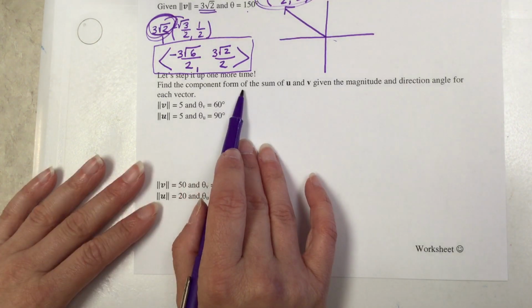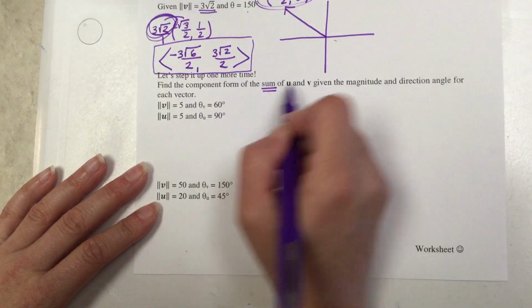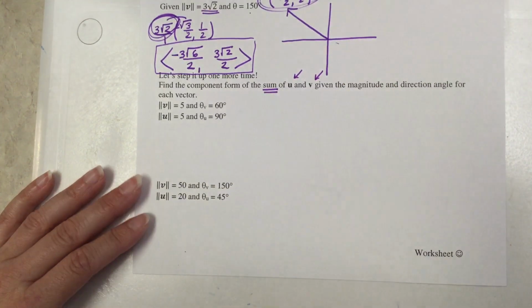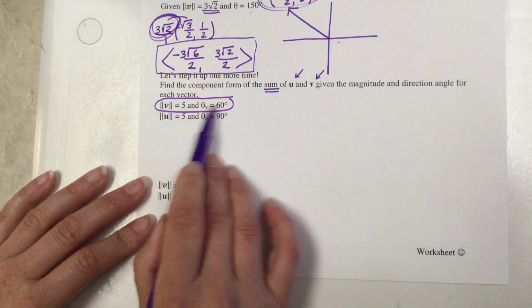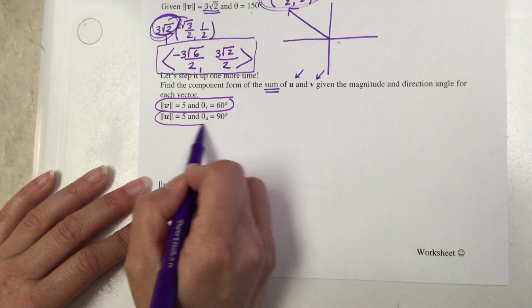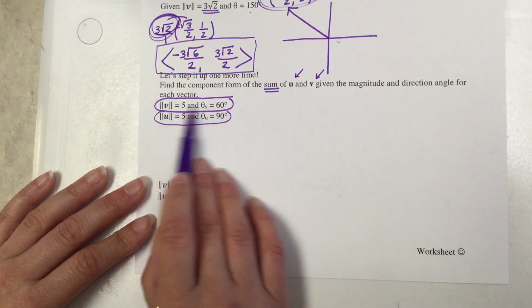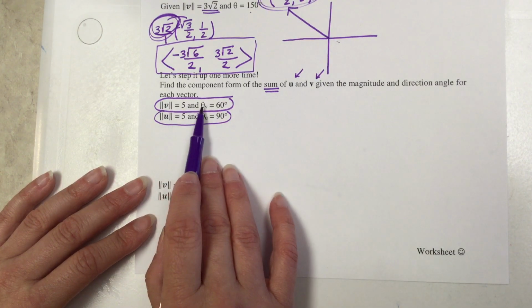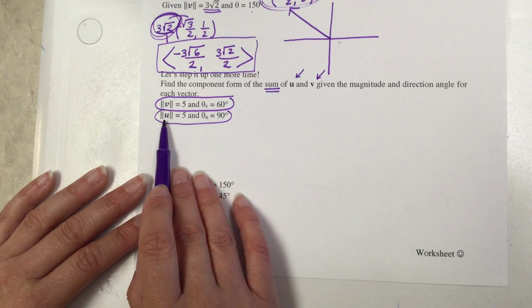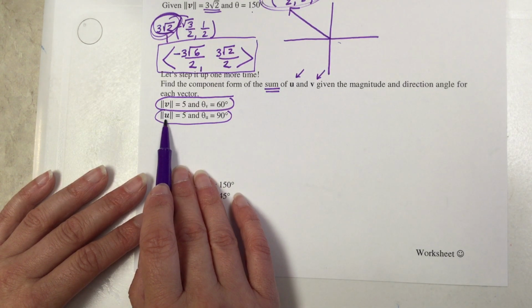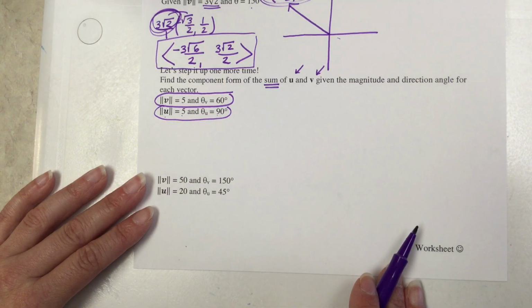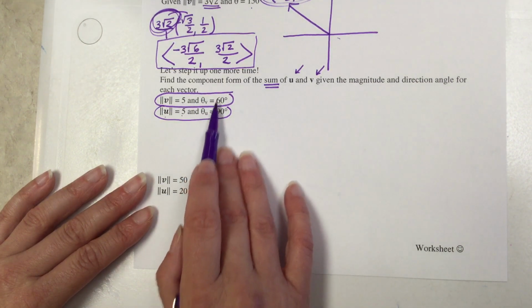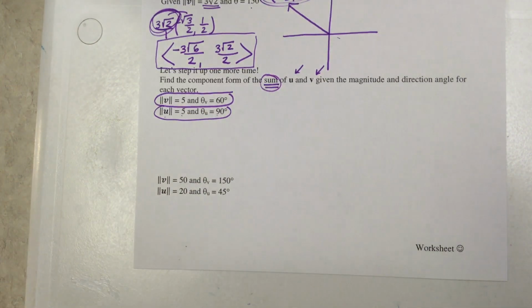Find the component form for the sum of u and w. So what that means is we're going to do what we just did, but for 2 different vectors. So we'll go ahead and find the component form for vector v, if the magnitude is 5 and we're looking at 60 degrees. Find the component form for vector u, if the magnitude is 5 and we're looking at a 90-degree direction angle. Then we're going to take the 2 component forms and add them together. Okay, so this is where it's going to get a little bit lengthy, but not bad.